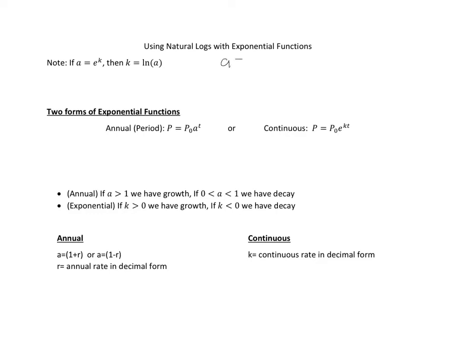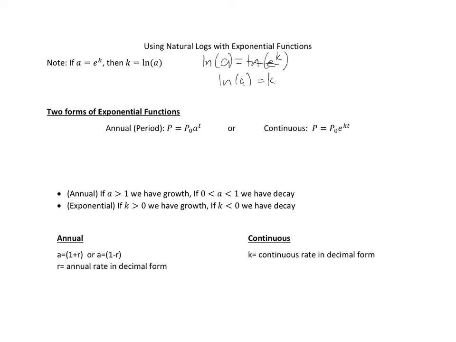If we have a equals e to the k, imagine if we were to do the natural log of each side, we had that property where essentially these cancel out. And so the natural log of a equals k. And that's going to be important in a little bit.